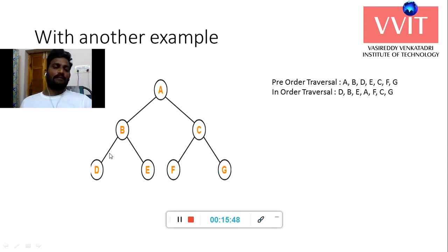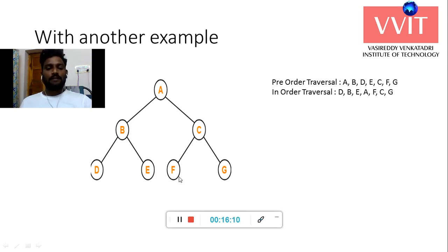First visit the left subtree, that means D is visited, and next visit the right subtree. The D root node is not visited; then visit the right subtree, that means first visit the D, next visit the E, and then visit the B.